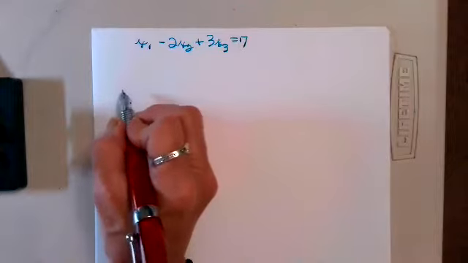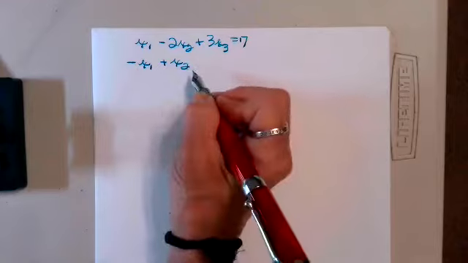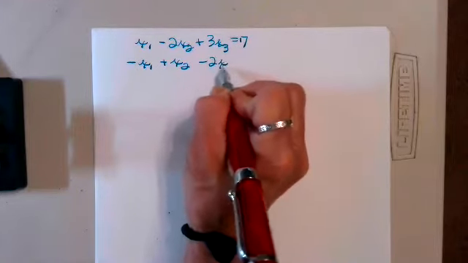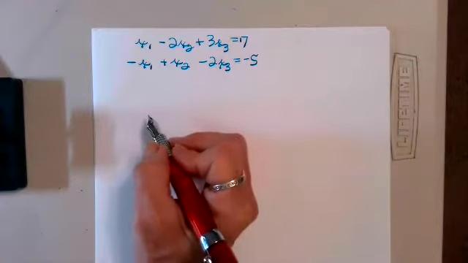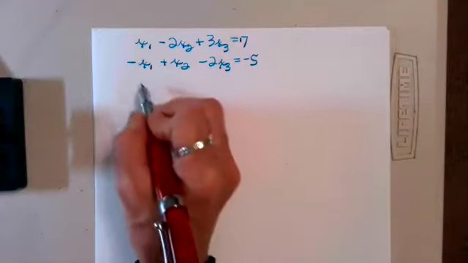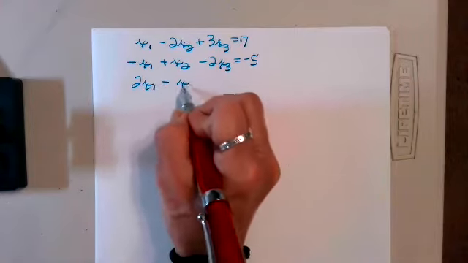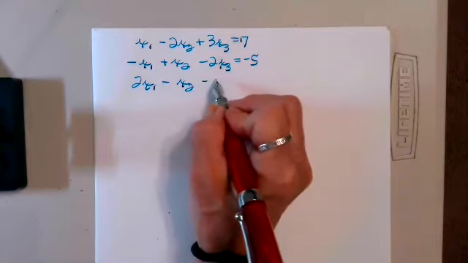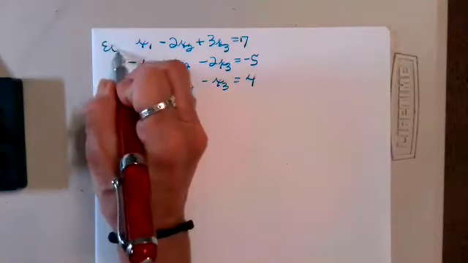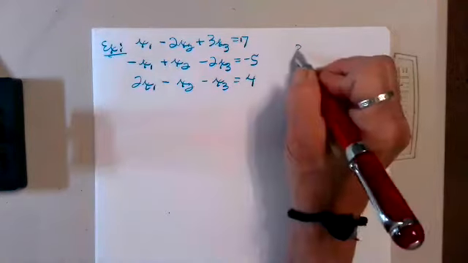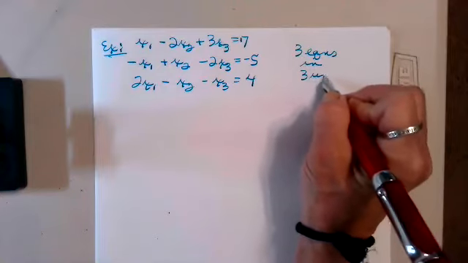And then we have minus x1 plus x2 minus 2x3 equals minus 5. And then you could do 2x1 minus x2 minus x3 equals 4. Okay, so here's another example. So you have 3 equations and 3 unknowns.